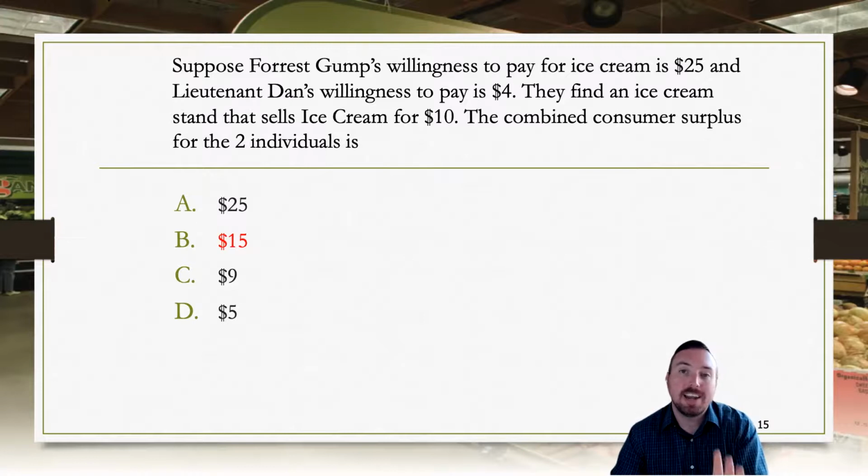Now, let's talk about Lieutenant Dan. Lieutenant Dan's willingness to pay is $4. He values ice cream at $4. They go to the ice cream stand that sells ice cream for $10. Is Lieutenant Dan going to pay for the ice cream? No, right? Remember when we talked about trade, you're only going to trade if you value what someone else has more than what you have. Well, if you value the ice cream at $4 and the money that you have at $10, you're not going to make that trade. You're not going to buy the ice cream. It's making you worse off. So Lieutenant Dan's not going to purchase it, so he's not going to be included in the calculation here. So the total consumer surplus is just $15. Again, there's no negative consumer surpluses, okay?